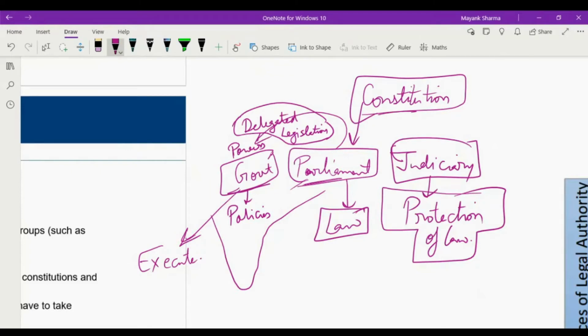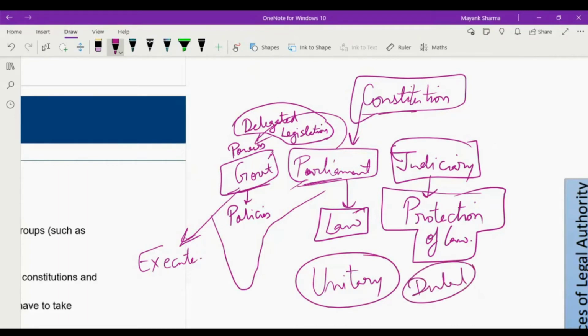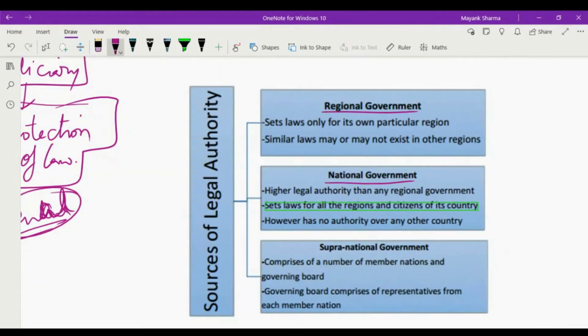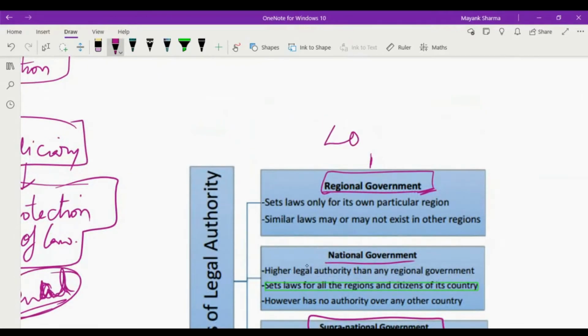Some countries might have a unitary system of government where there is only a central government. Some countries have a dual layer of authority, like India, where there's a central government and for different states and provinces there are state governments. Depending on what bodies are involved, we can categorize these authorities as regional government, national and supranational. From the Indian point of view, the government of Maharashtra, Kerala, Rajasthan, Gujarat are regional governments. Also, there can be a smaller classification of local governments.